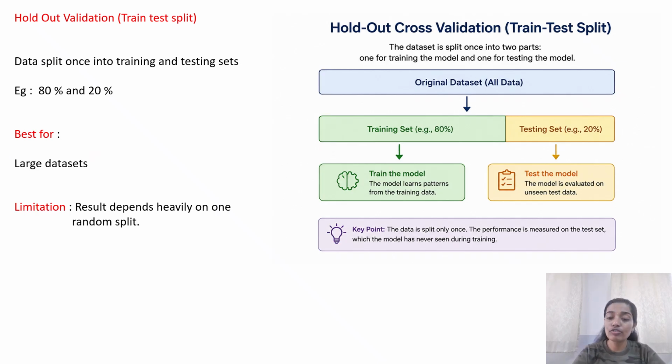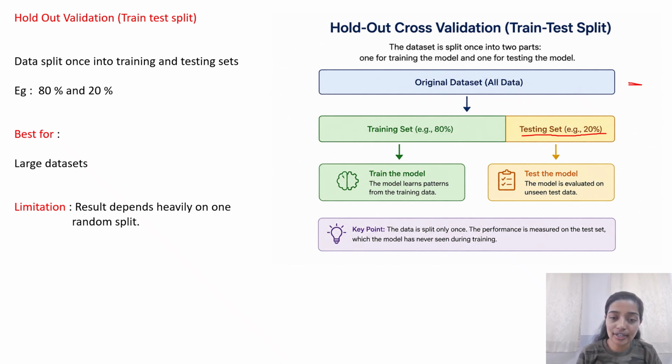So the first type is hold-out validation. Hold-out validation is similar to the train test split. Let us say we have the original data set. We have a training set of 80% of the data, and then we have a testing set which consists of the 20% of the data. The model will be trained on 80% of the data and tested on the 20% of the data.